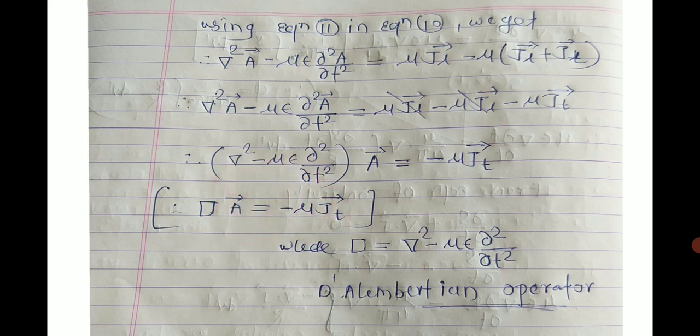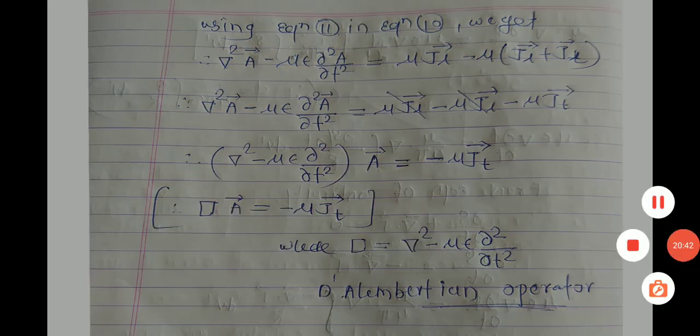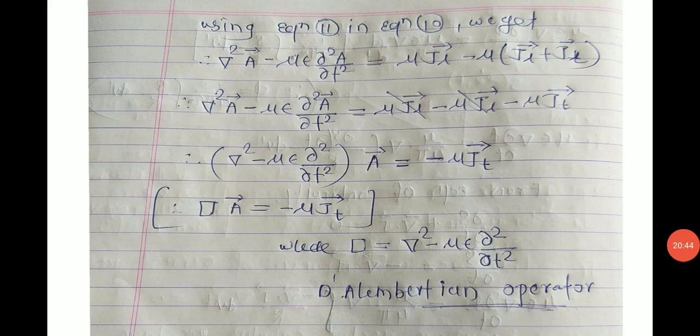These are the points of the Coulomb gauge. In this video we discussed two points, the Coulomb gauge and the Lorentz gauge. In the next video we will discuss the other point. Thank you.